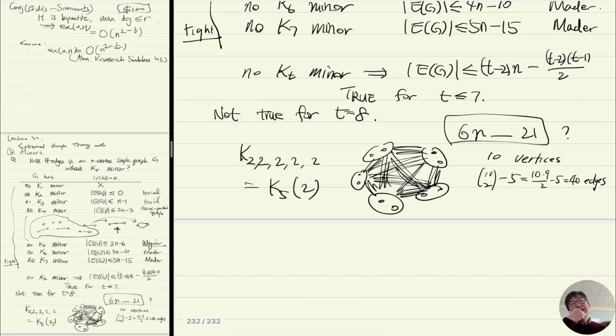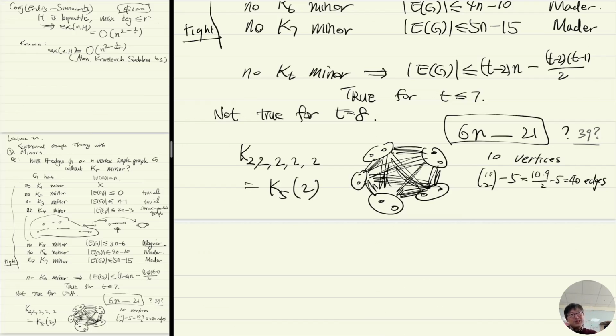Right. What is the bound? Like 6n minus 21. So if I put n to be 10, then that's 60 minus 21, which gives me 39. But this graph has more than 39 edges. So if what we expect is true, then this graph must have a K8 minor. Now I will argue that this graph cannot have a K8 minor. Why doesn't it have a K8 minor?